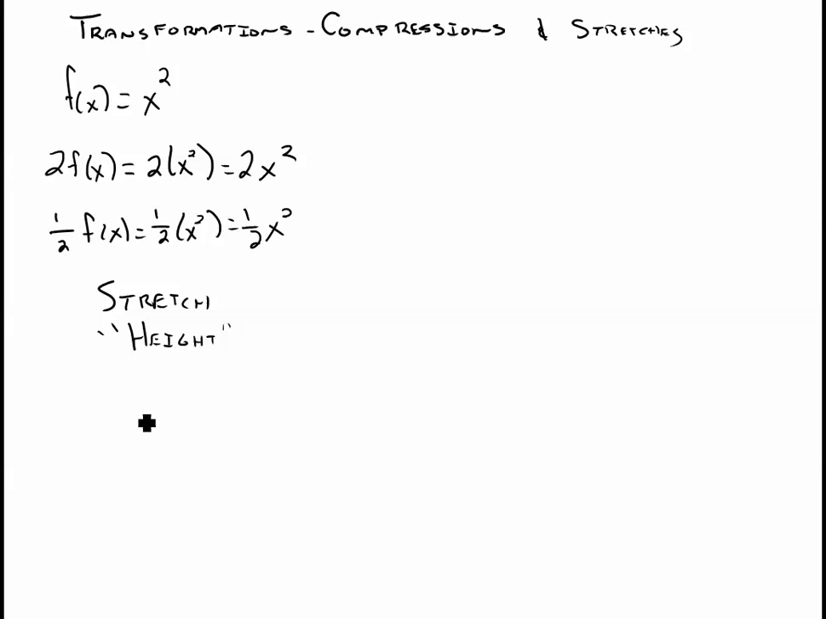So graphically, if f of x equals x squared looks something like this, then doubling f of x is going to stretch that whole thing up. It'll make it taller, because what's happened is that the outputs have been doubled.